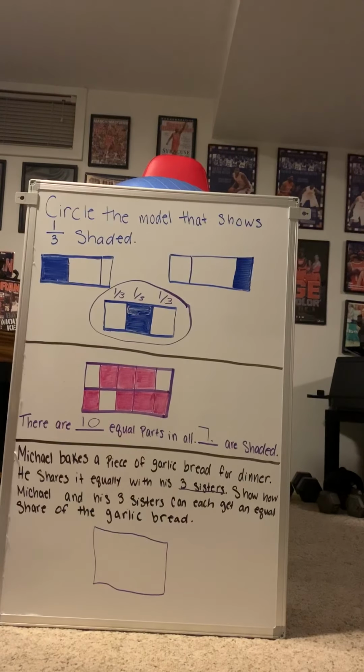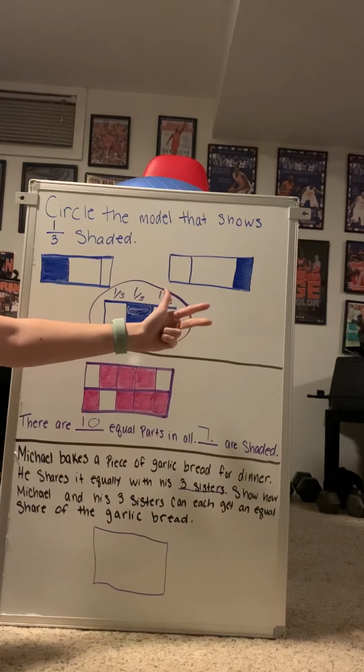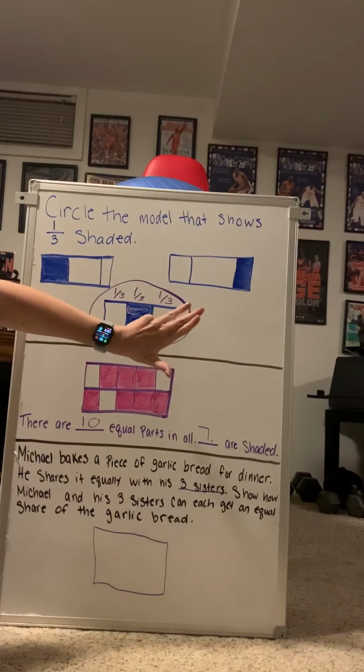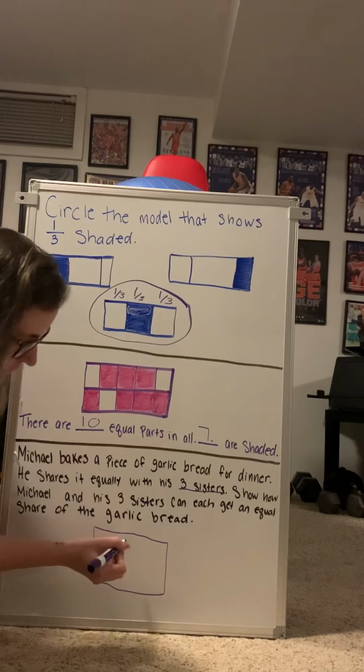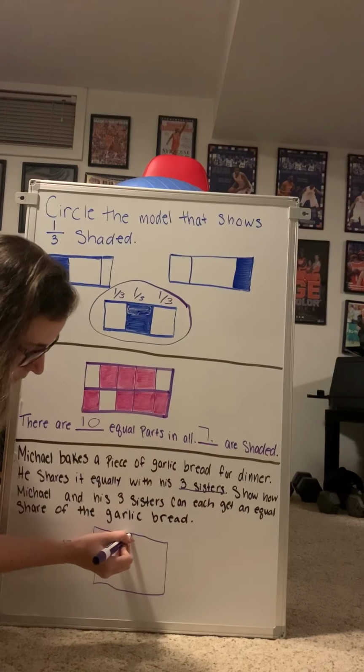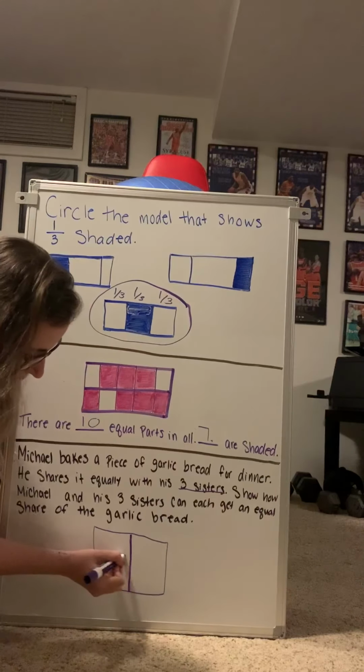The next thing I'm going to look at is how many people are sharing. I know that Michael is sharing with his 3 sisters. So I know Michael, 1 sister, 2 sisters, 3 sisters, that's 4 people, okay? So it needs to be split into 4 pieces. So there's so many different ways that Michael can split this. He could go down and split it in half, and split it in half again.